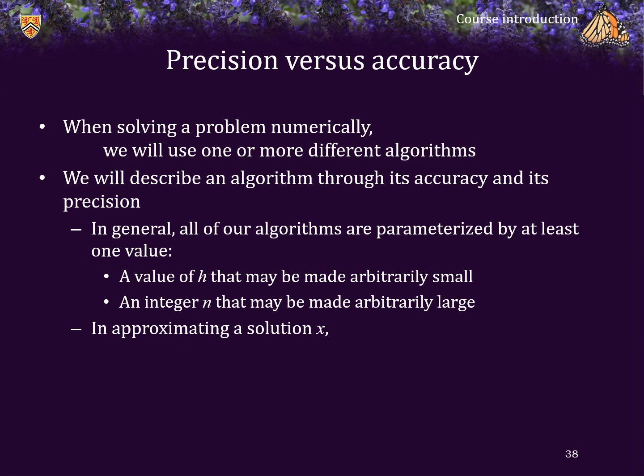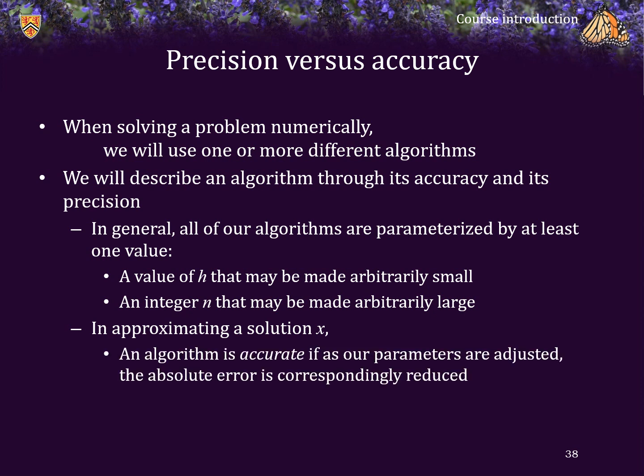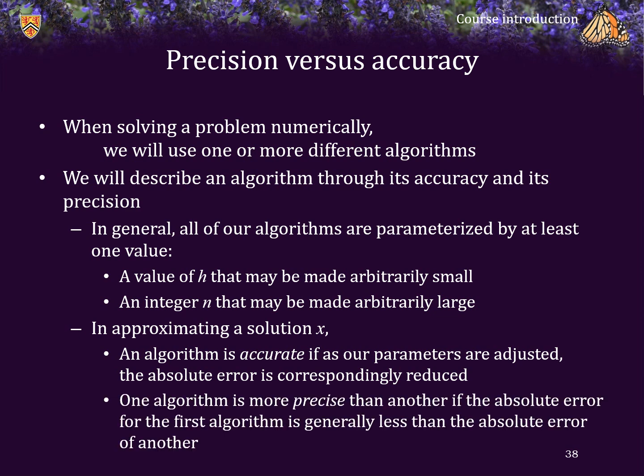So, in approximating a solution X, an algorithm is accurate if, as we adjust our parameters, the absolute error of our approximation is correspondingly reduced. One algorithm will be more precise than another if the absolute error of the first algorithm is generally less than the absolute error of the second, assuming accuracy.